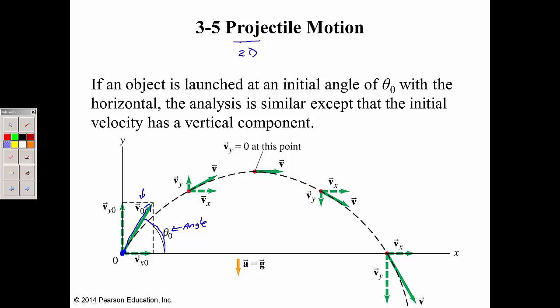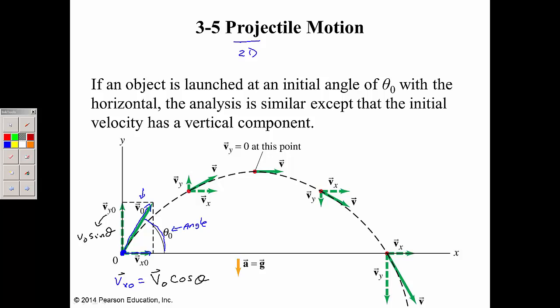The first thing that I want to do is break this up into its x and y components, where I say the initial x velocity is equal to, let's see, that is the adjacent, so it's going to be the initial velocity times the cosine of the angle, and this one right here is going to be the initial velocity times the sine of the angle.